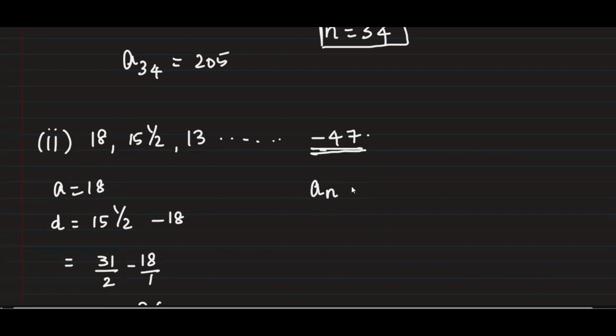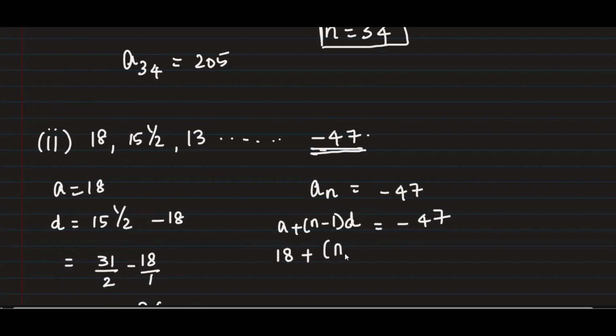So here An is equal to minus 47. Okay. So A plus n minus 1 into D is equal to minus 47. Value of A is 18. So 18 plus we'll have to find what is n, minus 1 into D value will be 5 over 2. No, I think negative 5 over 2. Yeah. So negative 5 over 2, which is equal to negative 47.